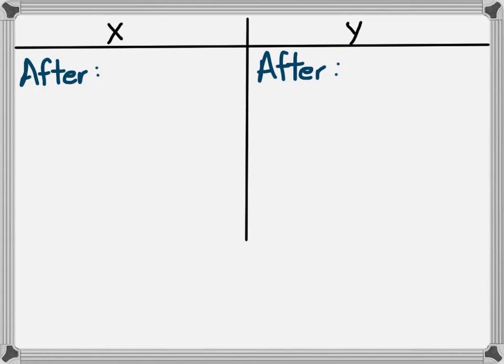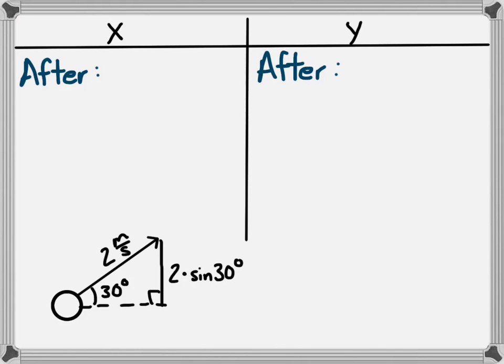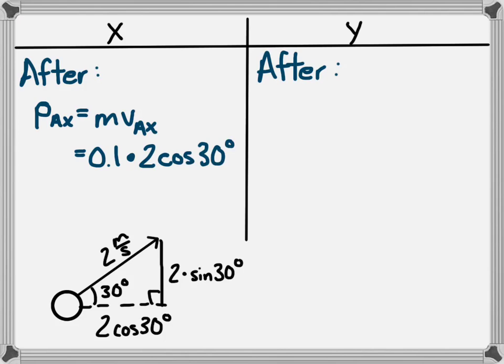Let's take a look at puck A first. So puck A was traveling up and toward the right at an angle of 30 degrees with respect to the x direction. So I can create a right triangle and break this down into components. I think that's going to be pretty straightforward for all of you. And then that means that its momentum in the x direction is its mass times this x component of velocity. So I'm going to take mass times this and get this for momentum. And that turns out to be 0.175 kilogram meters per second.